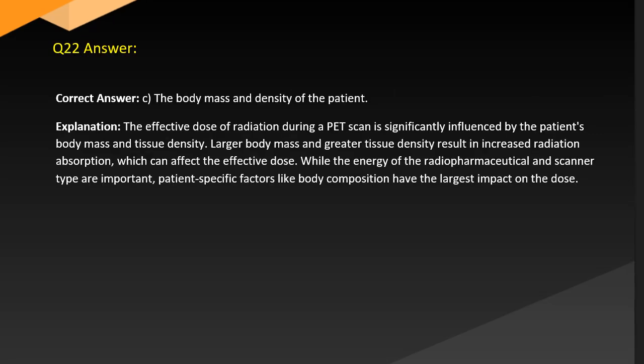Answer. Correct answer. C. The body mass and density of the patient. Explanation. The effective dose of radiation during a PET scan is significantly influenced by the patient's body mass and tissue density. Larger body mass and greater tissue density result in increased radiation absorption, which can affect the effective dose, while the energy of the radiopharmaceutical and scanner type are important. Patient-specific factors like body composition have the largest impact on the dose.